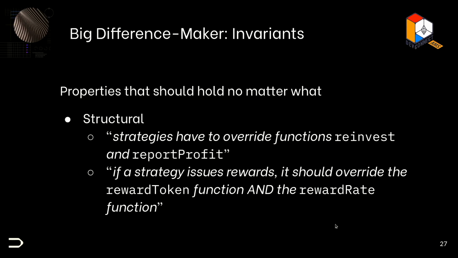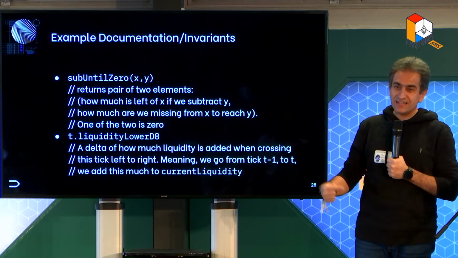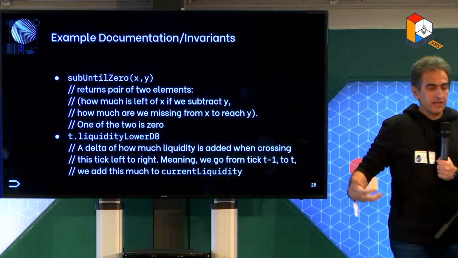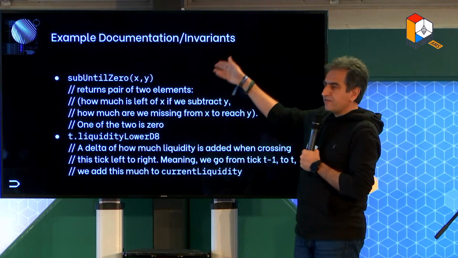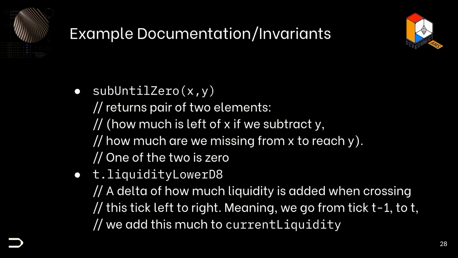So to make it maybe a little bit more concrete, here are actual examples of, half of them are from comments that we actually saw, and I was like, I love you, man. I love you for this comment right here. And the other half are things that I might have taken half a day to reverse engineer from the code. So it's a mix of good invariants in code. Like, you have a function like this, sub until 0, and you get a comment that says, oh, it returns a pair, and the first part of the pair is how much is left of x if we subtract y. The second is how much are we missing from x to reach y, and one of the two is always 0. Love that. That's great. That's fantastic. Now I can go on and understand how it's used.